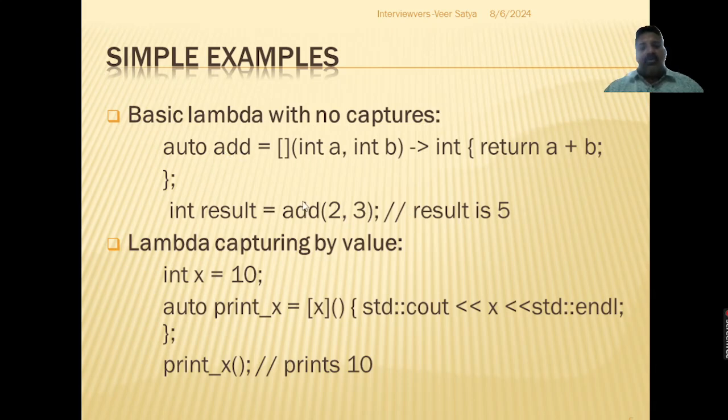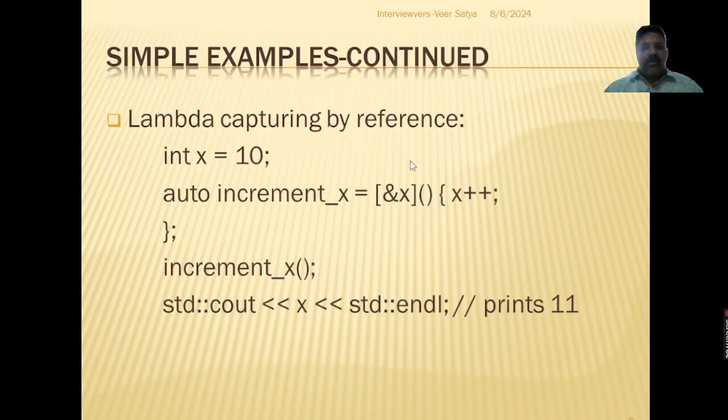Suppose you are capturing by value: in the square brackets you will have x, where x has a value of 10. This is a function which you will call. So this is the syntax. In the case of reference, in the square brackets you will add the reference of x.